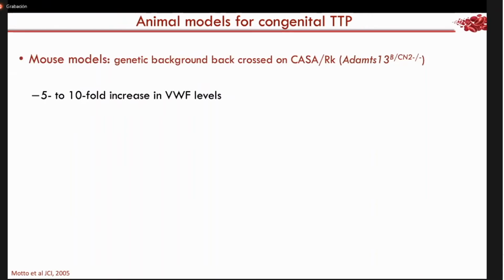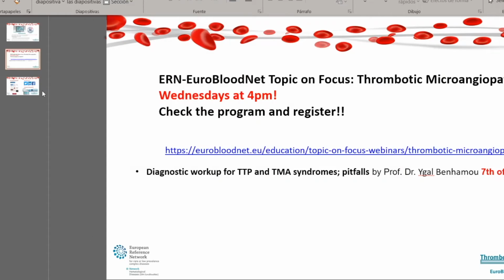Why do we not see TTP in these mice? So the researchers reasoned that since ADAMTS13 and VWF are closely linked in the disease, what if they would increase the VWF levels in these mice? And they could do that by backcrossing the mouse to the KSA-RK strain, that is a strain with 5 to 10-fold increased VWF levels.